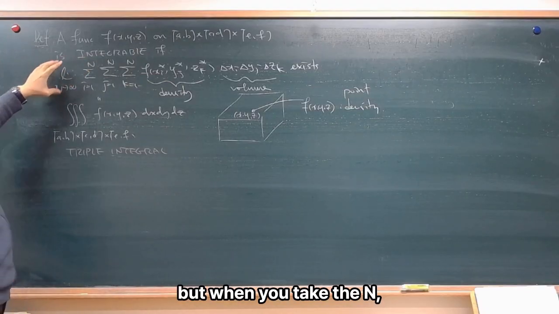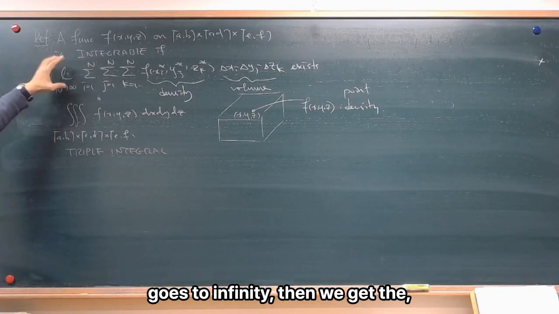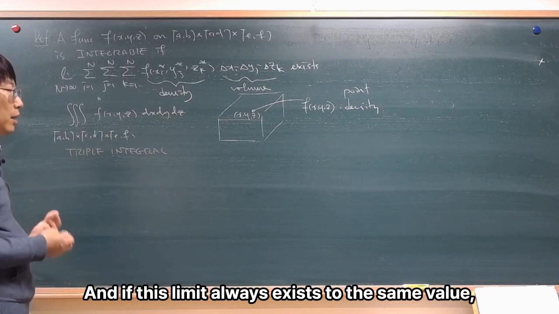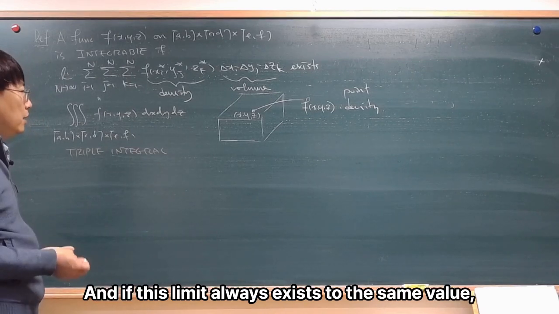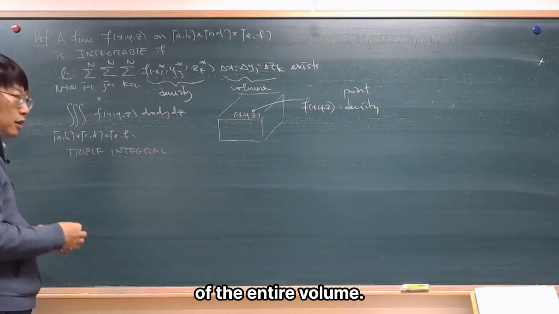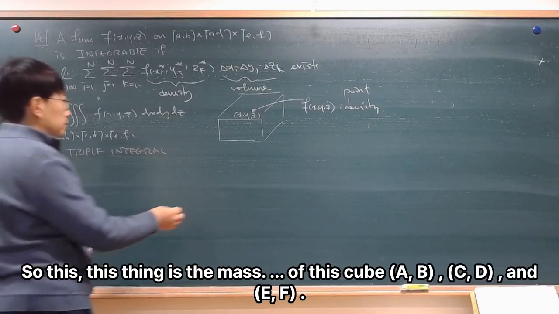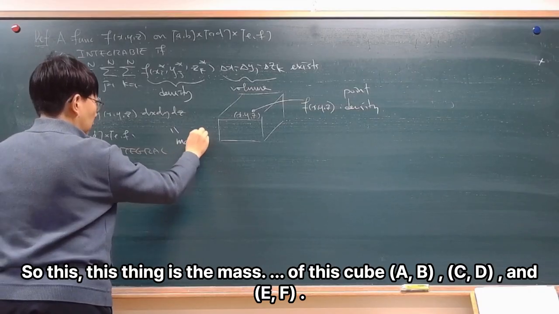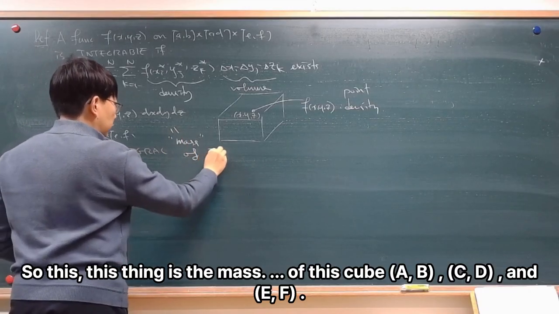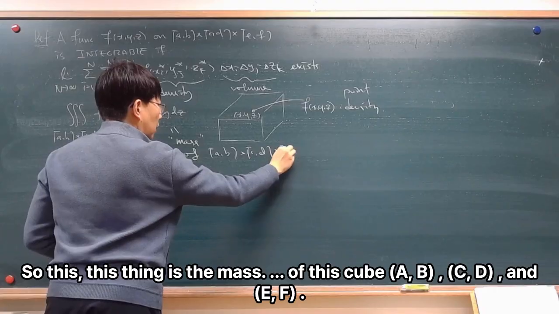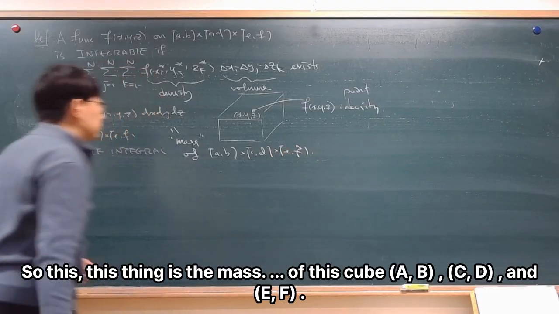But when you take n, the number of subintervals, to infinity, then we get smaller and smaller error. And if this limit always exists to the same value, then we can define what we call a mass of the entire volume. So this thing is the mass of this cube [a,b]×[c,d]×[e,f].